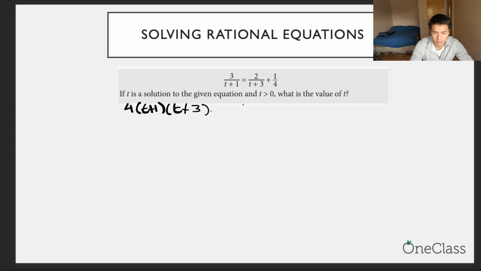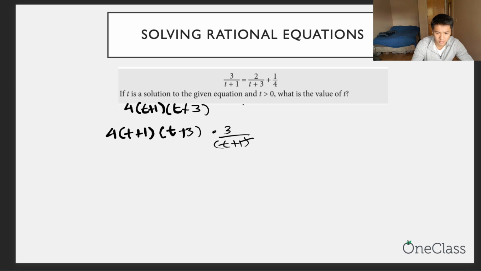t plus 3. And that's going to be a common denominator for all of these fractions. So we can multiply each side by this term, and that will allow the equation to remain equivalent and allow us to get rid of some of these weird fractions. So let's try that. We have 4 times t plus 1 times t plus 3, multiplied by 3 divided by t plus 1. So we get 4 times t plus 1 times t plus 3, times 3 over t plus 1.